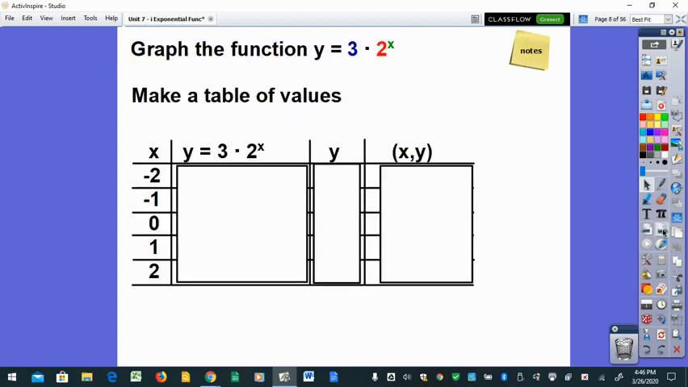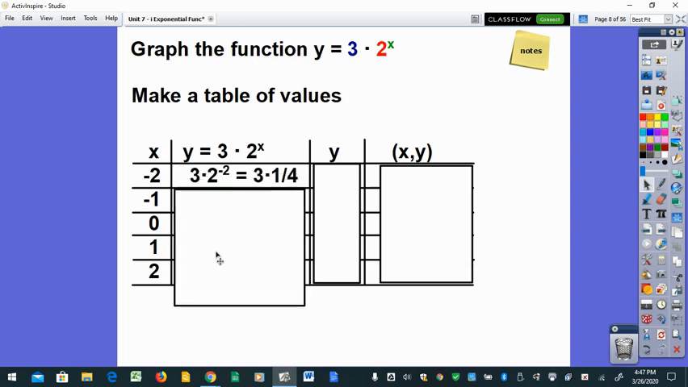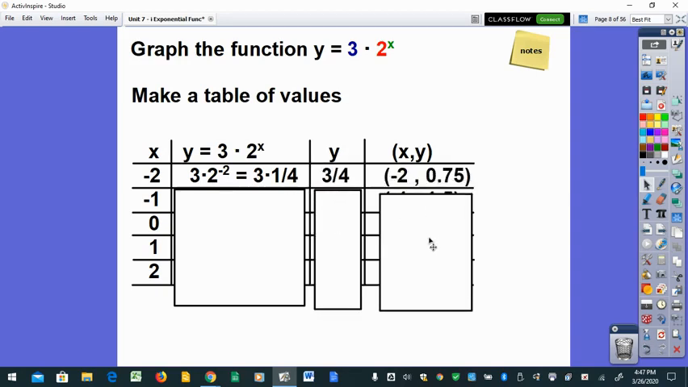Okay, so here's another one. We're going to graph this function. So notice I've got the 3 times 2 to the x coming back over here. So I'm going to replace the x and substitute in a -2, a -1, a 0, a 1, and a 2. When I take the -2, remember that this negative exponent is going to drop that down to 1 over 2 to the +2, which is 1/4. We end up with 3/4 here, or 0.75. So there's our coordinate pair. The input's -2, the output's 0.75.